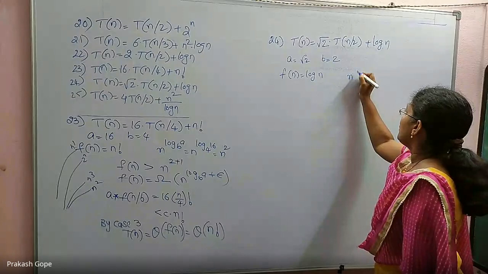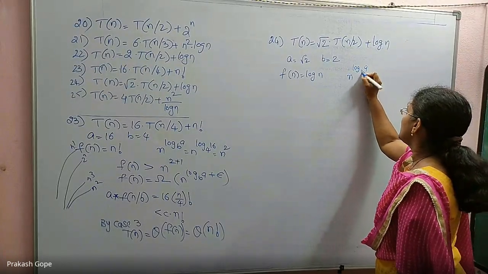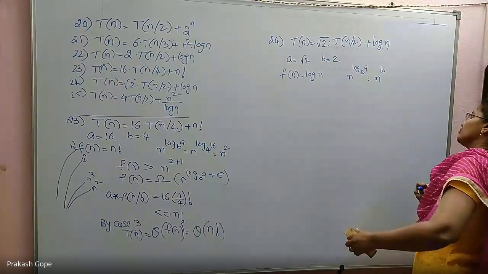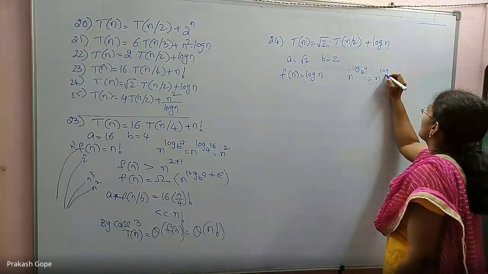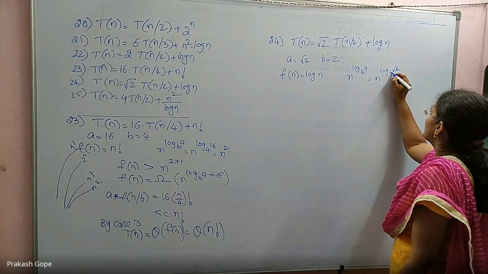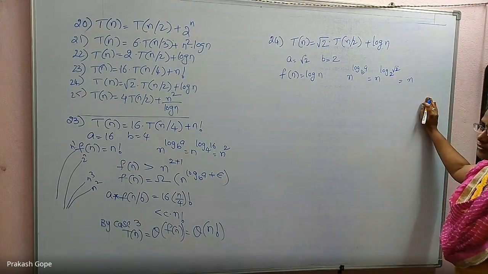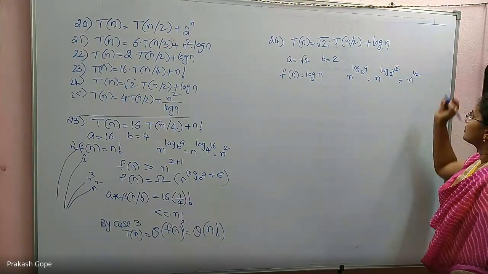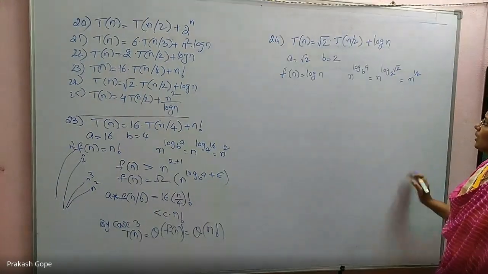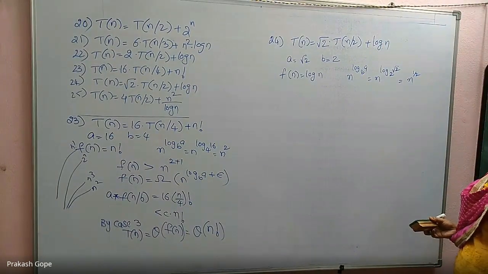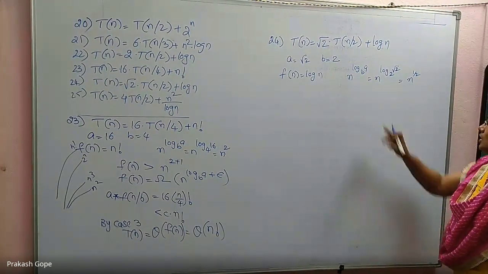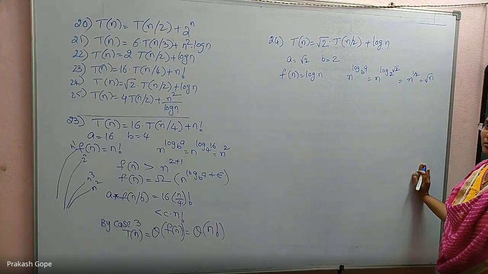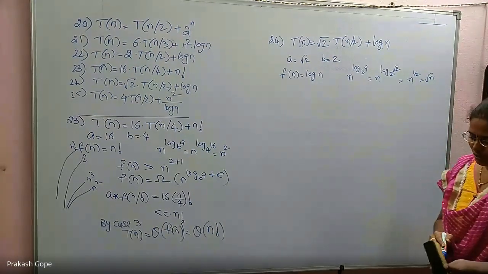and n power log a to the base b, which is n power log root 2 to the base 2. Log root 2 to the base 2: this is 2 power 1 by 2, that 1 by 2 will come in front. Log 2 to the base 2 is 1. So this is root 2. This n power log a to the base b is just root n. This is log n.